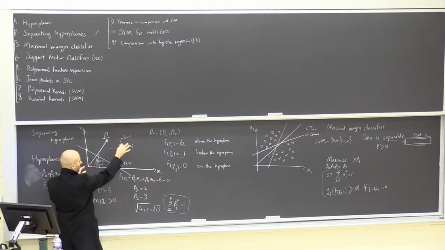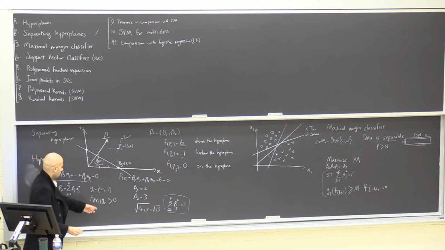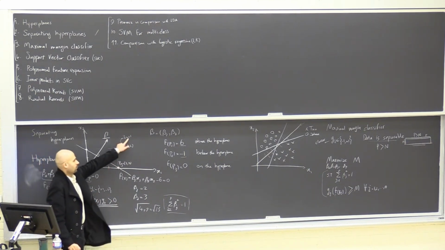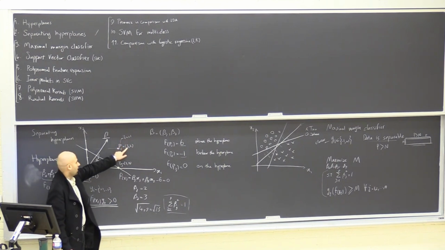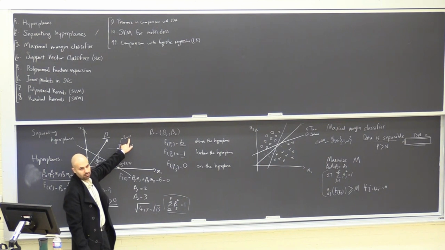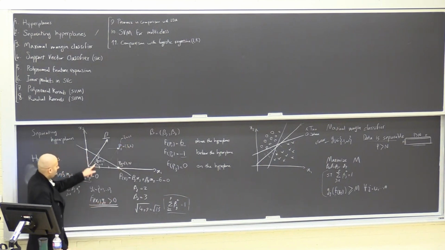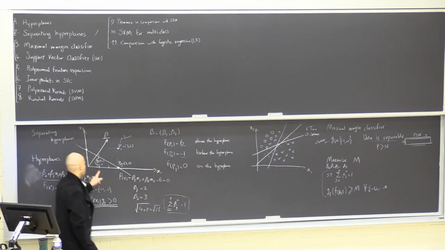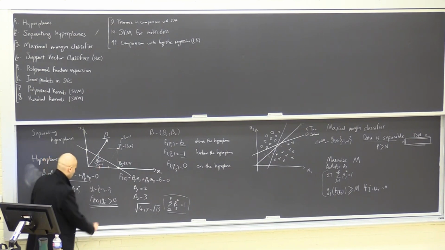So let's say P1 and P2 are from different classes. And as you can see, the classification rule is simply this: if the function value is positive, the predicted class has to be positive, and if the function value is negative, which is here, the predicted class should also be negative. So this is just the rule.